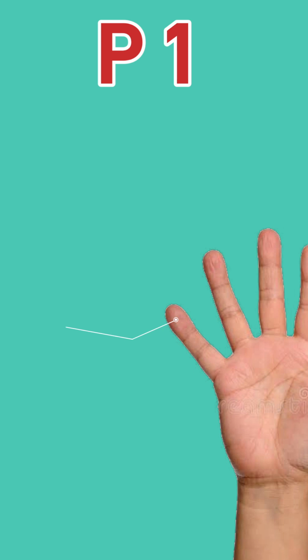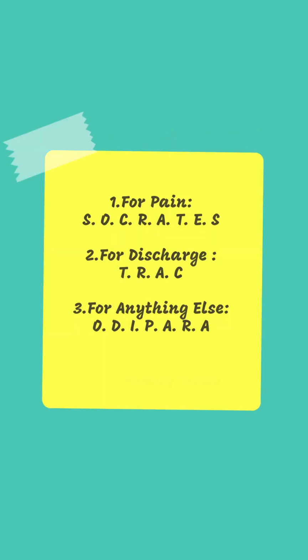The first box of the little finger represents the P, which stands for presenting complaint. To explore the presenting complaint, it is basically divided into three parts. If the patient presents to you with pain in any part of the body, then you can use a mnemonic Socrates. If patient presents with discharge, then you can use a mnemonic TRACK. Or if patient has any other complaint, then you can use a mnemonic ODPARA.